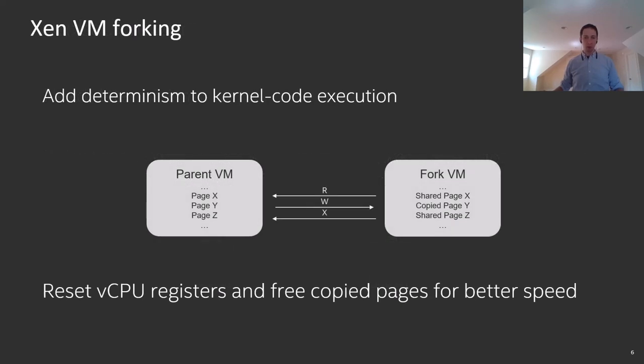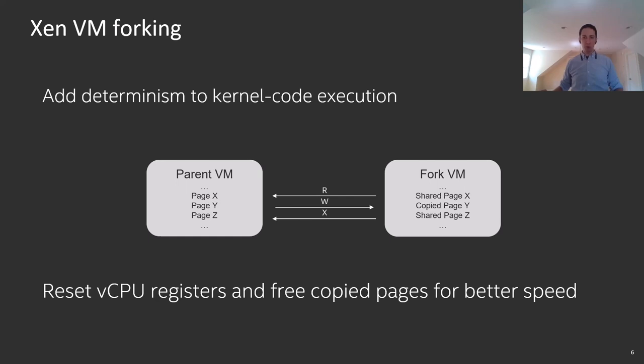Xen VM forking was developed to address this issue, particularly for kernel code execution. Kernel code is highly non-deterministic. You have interrupts firing, multiple threads running in the background. It's really difficult to achieve determinism unless you look at ways to snapshot the system and restart from the very same execution context. VM forking allows us to do this on Xen very cheaply and very efficiently.